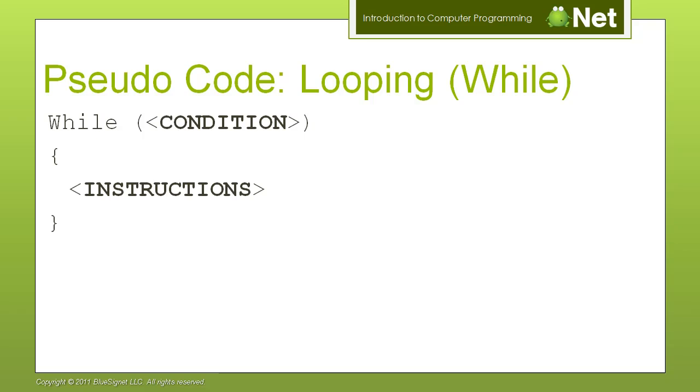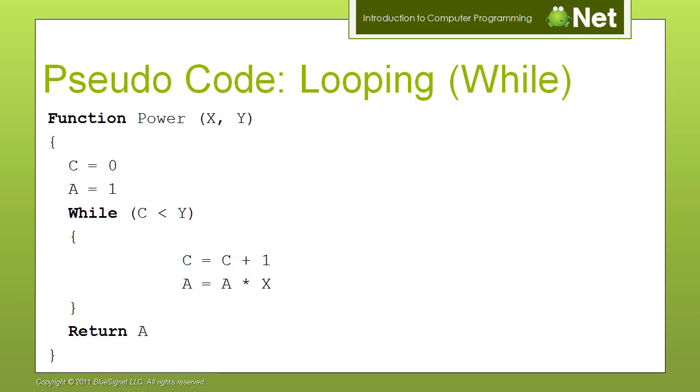And every time the set of instructions is run, we go back to the top, and if the condition is still true, we run the block again. And we keep repeating that block of code until the condition is false. So here's a pseudocode representation of that flowchart that we did before, that power function, where we have the while condition: while c is less than y, increment the counter, and then set our answer equal to a times x, and then once we're done, we return the answer back to the user.